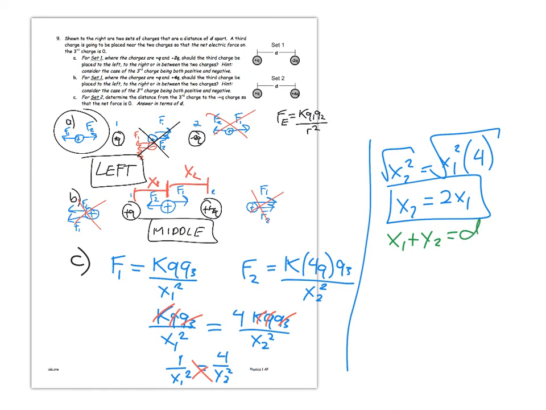And so I'm going to just substitute in here, and I'm going to say x1 plus 2x1 is equal to d. So 3x1 equals d, which means that x1, the distance from charge 1, is just d over 3. x2 then would be 2d over 3. And that works, it's twice as much. So it's going to be 1/3 of the way from here to here. And there's your final answer.